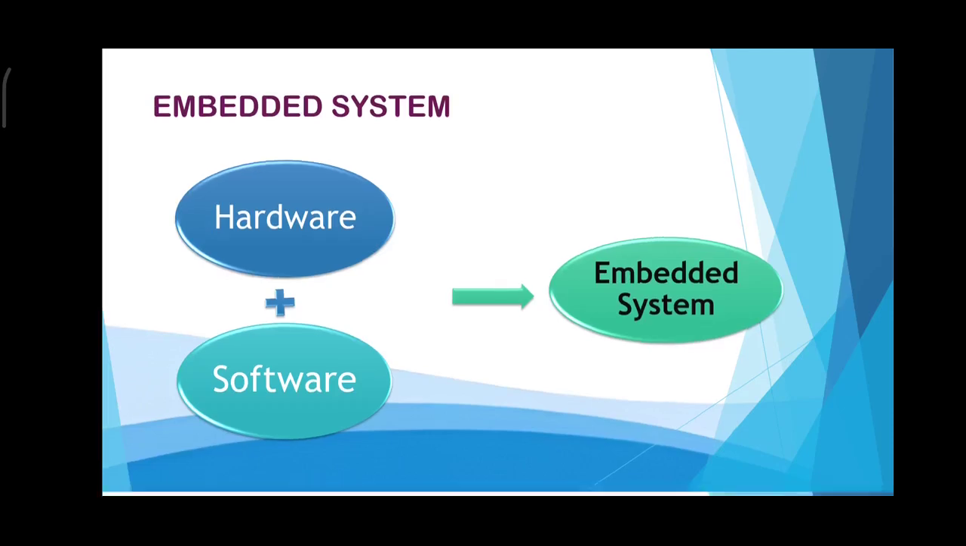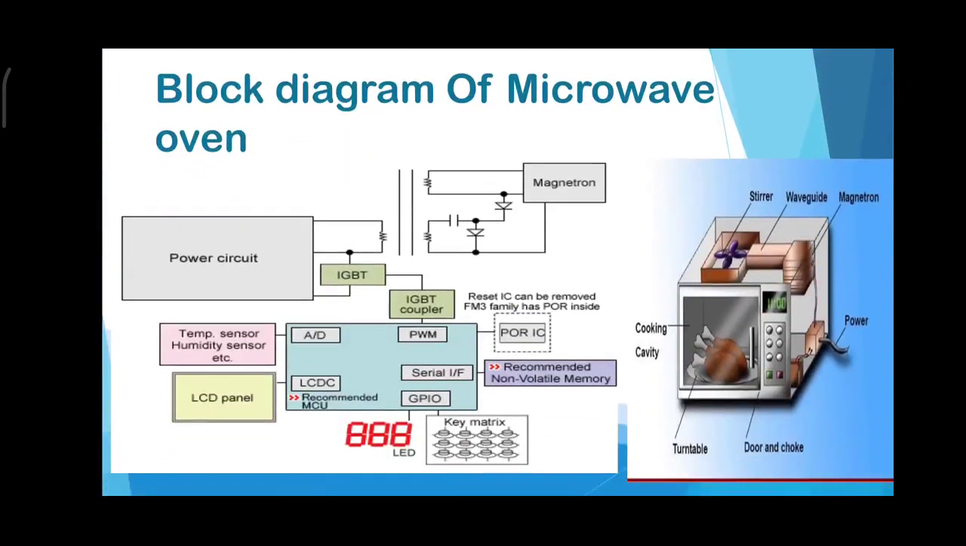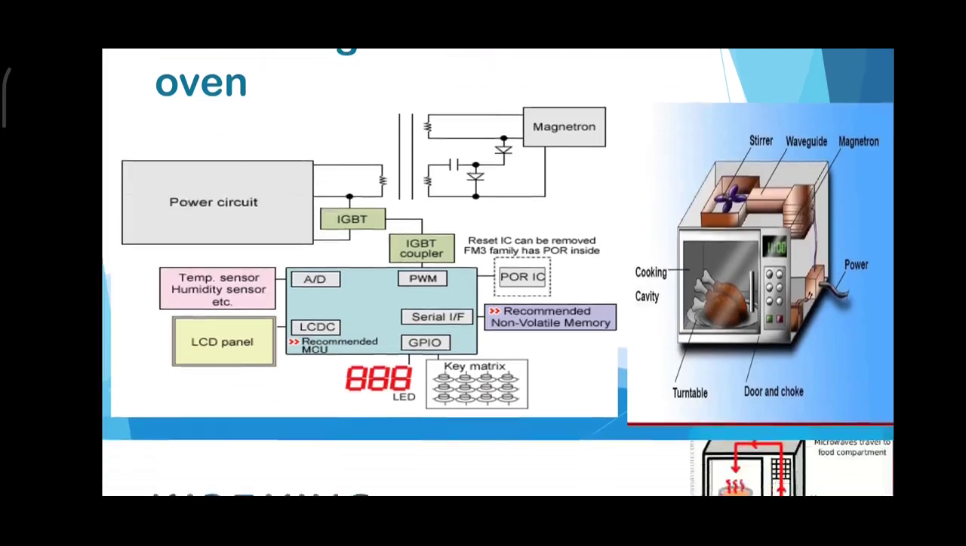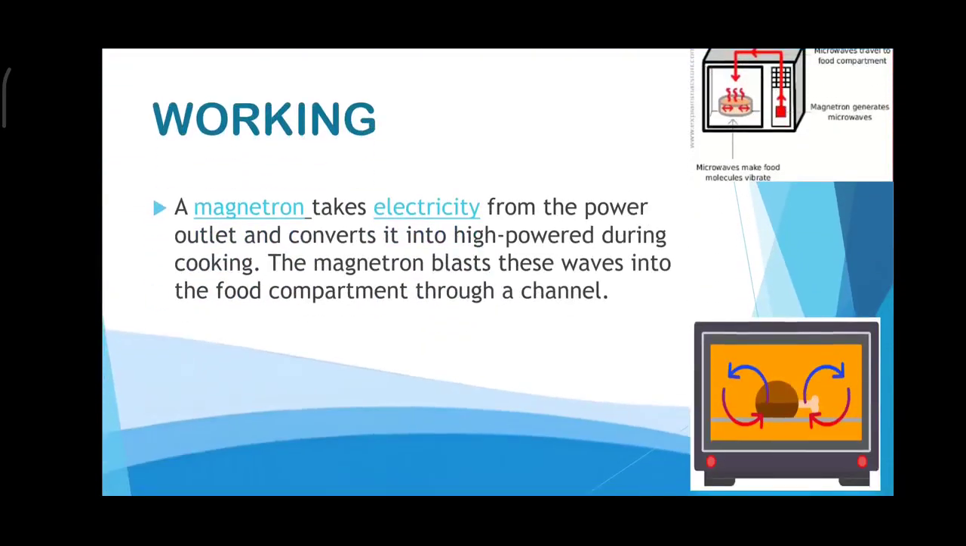Now let's see the next slide, which is the block diagram of the microwave. In a microwave there is a combination of power circuit, magnetron, temperature sensor, humidity sensor, LED panel, PIC, IGBT, optocoupler, and LED keypad matrix. And this I will show on the board of the PixSim Lab, which I have used in simulation. Working: the magnetron takes electricity from the power outlet and converts it into high power during cooking. The magnetron blasts these waves into the food compartment through a channel.